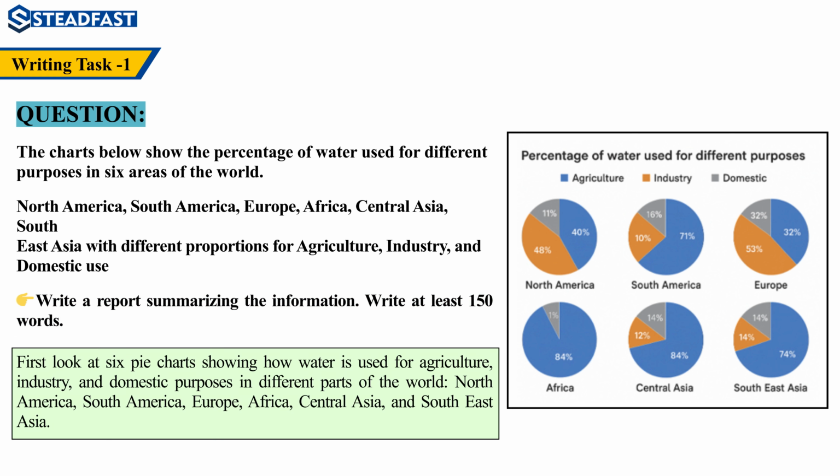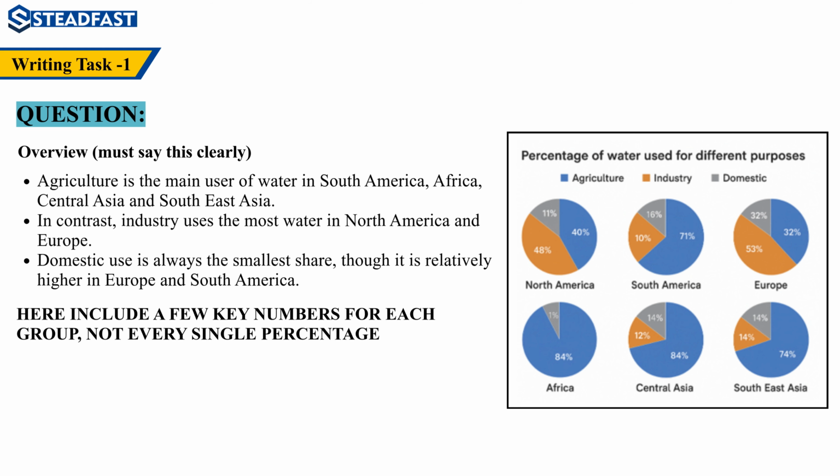First, look at 6 pie charts showing how water is used for agriculture, industry, and domestic purposes in different parts of the world: North America, South America, Europe, Africa, Central Asia, and Southeast Asia. Overview. Must say this clearly.